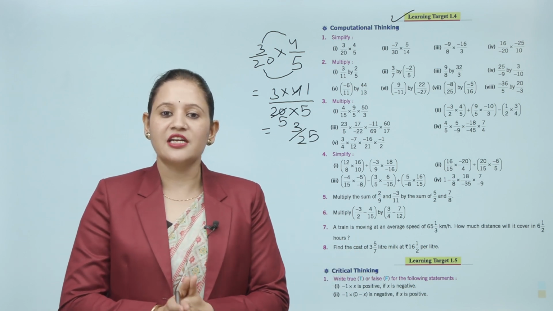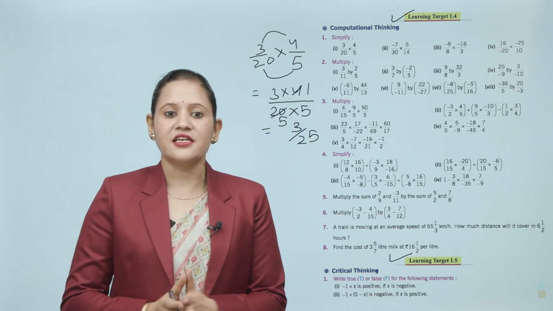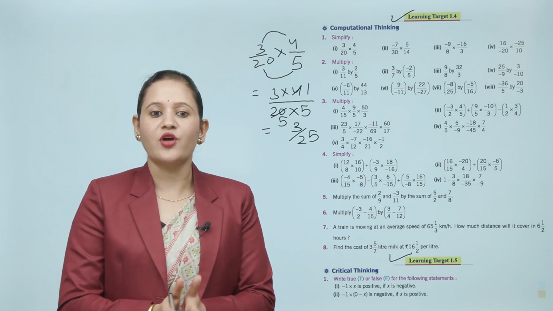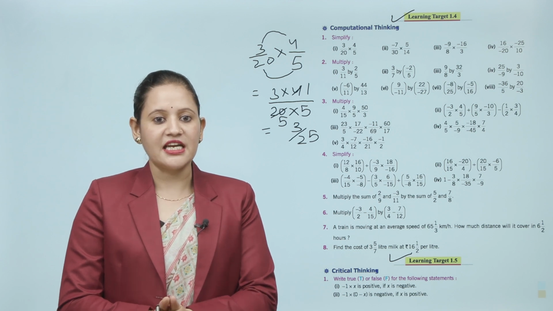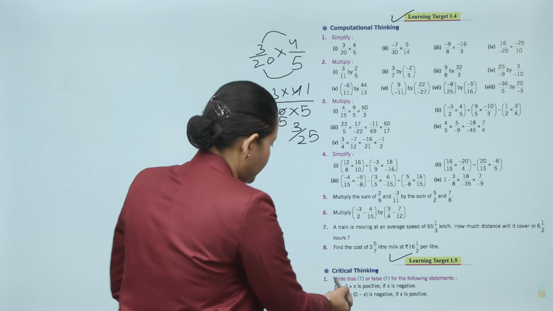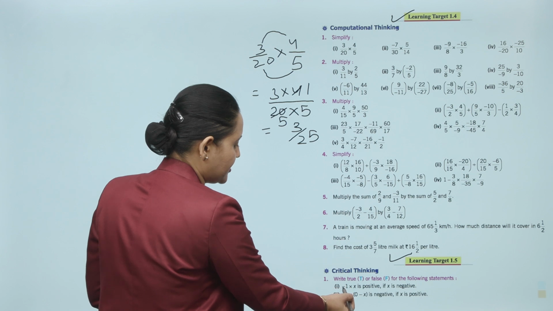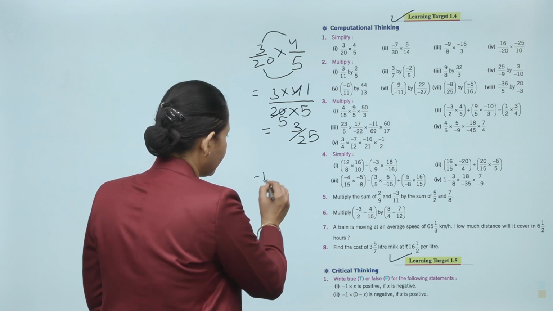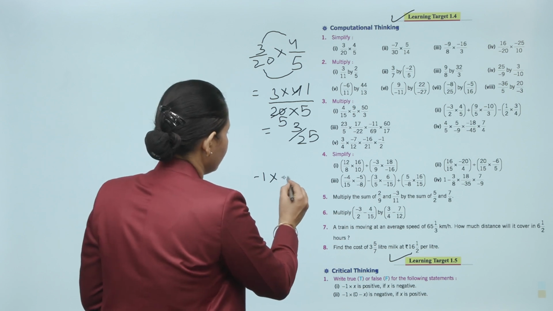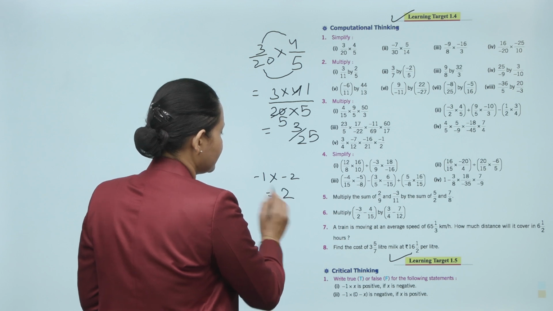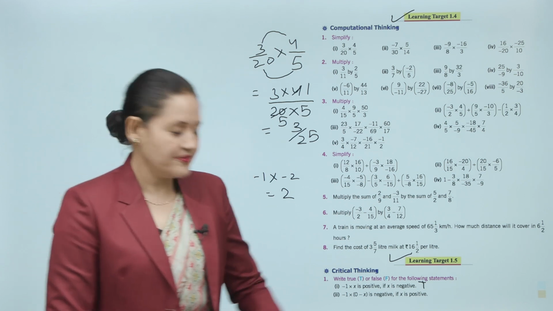That is learning target 1.5. Critical thinking. Write T for true and F for false for following statement. -1 multiplied by x is a positive if x is a negative integer. तो क्या होगा, -1 multiplied by, if x की वैल्यू सपोज किया -2 है, so what will get 2, that is a positive integer. So this statement is true. We'll write T. Clear?